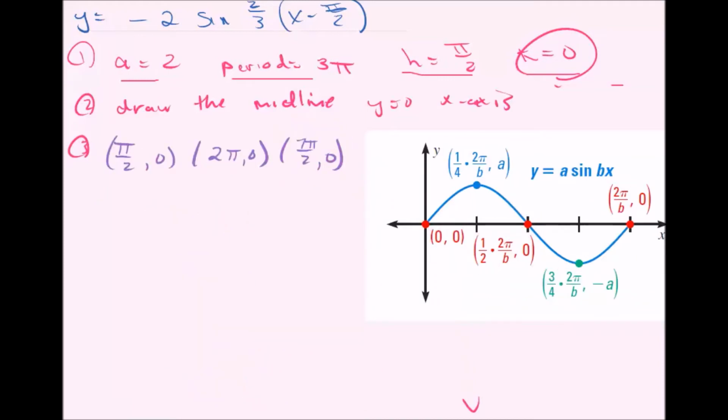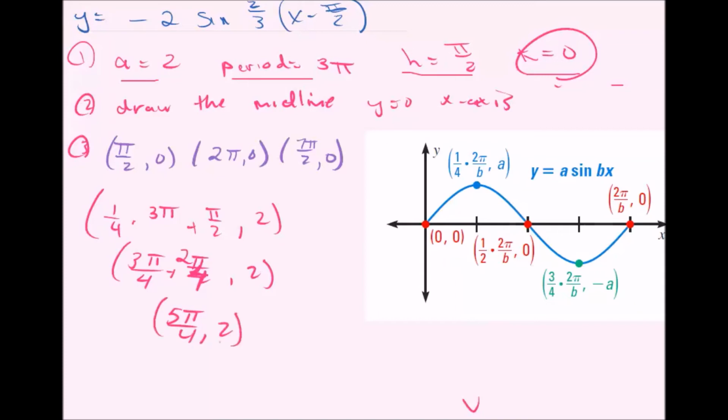Now we need to find our maximum and minimum. So the max is 1/4 times the period, 3 pi, plus pi over 2, comma a, which is the amplitude, which is 2. So that's 3/4 pi plus pi over 2, comma 2. In order to add those together, they need like denominators. Pi over 2 is the same as 2 pi over 4. So we can add those together as 5 pi over 4, comma 2. That's going to be our maximum.